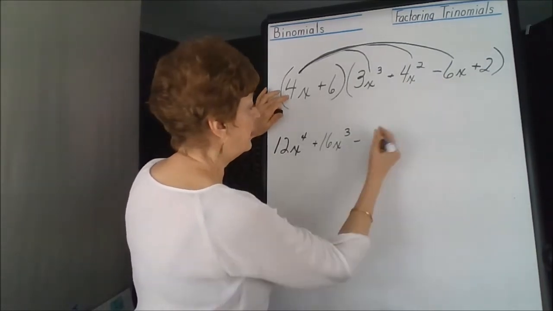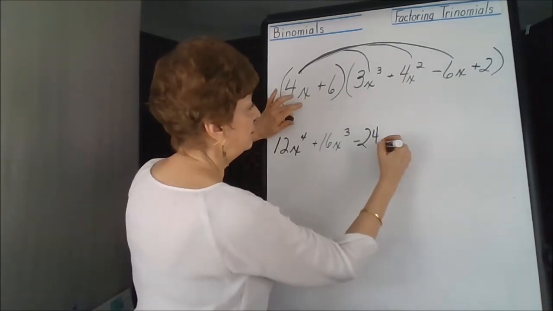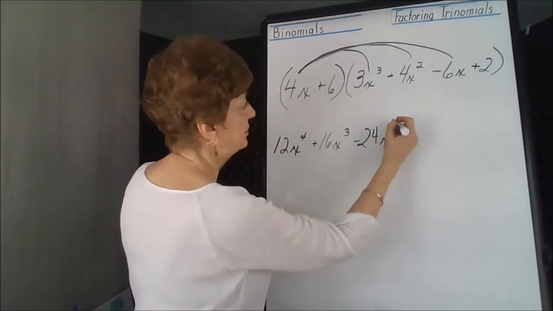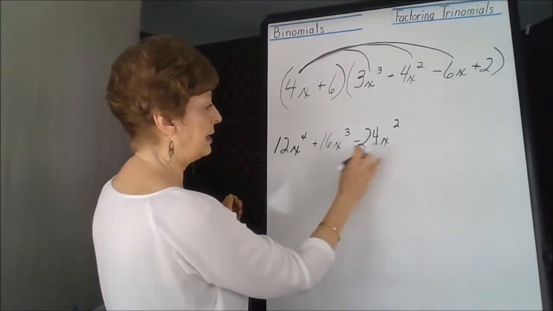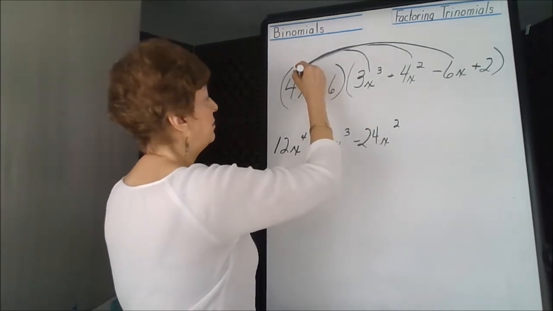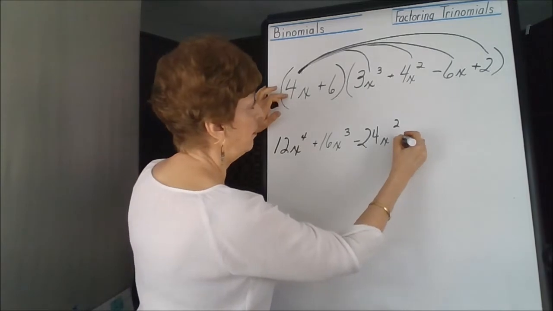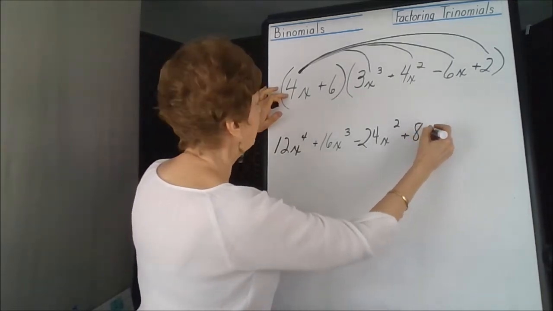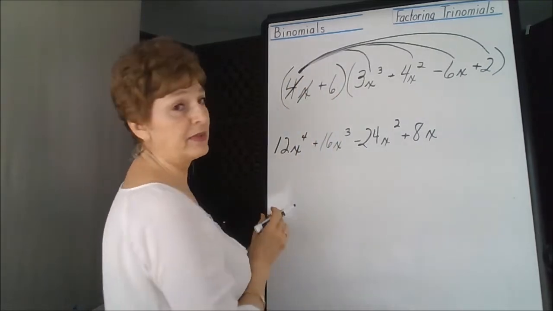4 times 6 is 24. X, we have an x here and an x here, so it's x squared. Do you see how these x's are lining up in the columns? 4, 3, 2. And then we're going to come over to the very last one over the top and get a positive 8x. We are finished with this part of it.